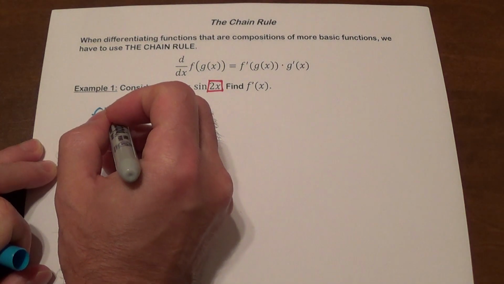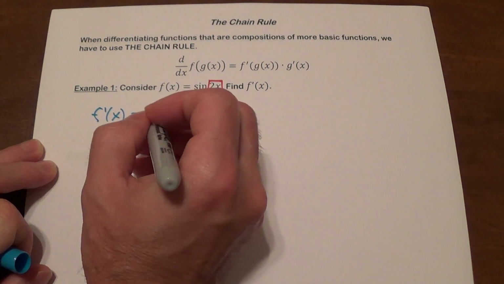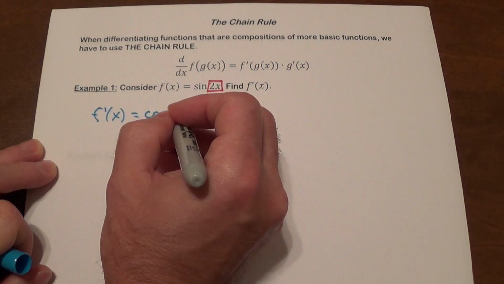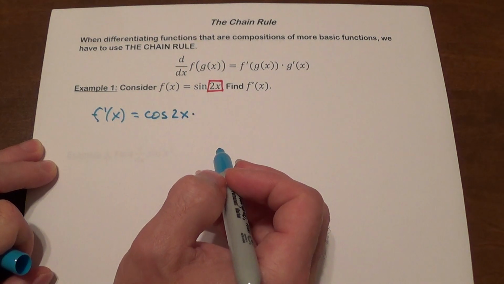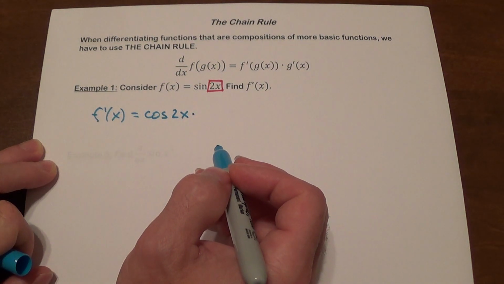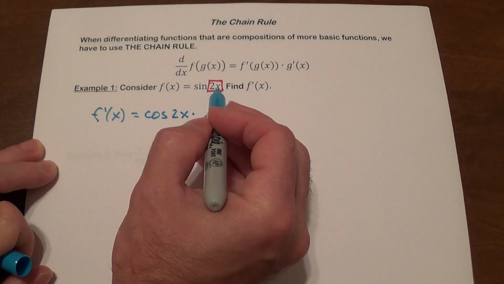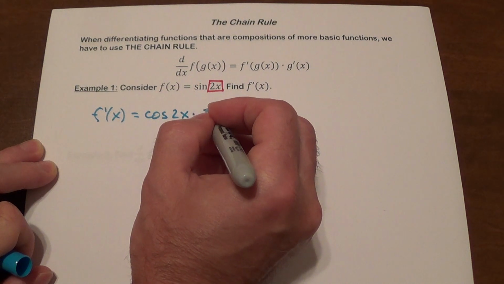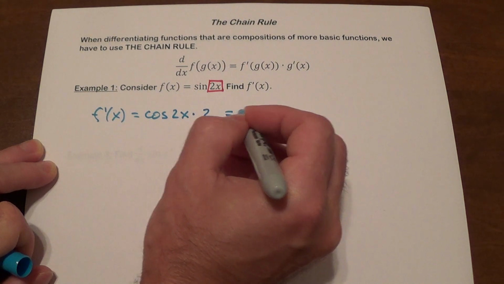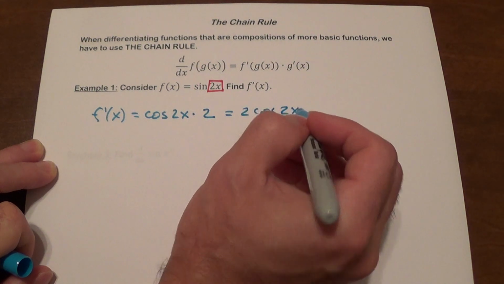So that means f prime of x is going to be the derivative of sine, which is cosine of 2x. Then times, we are going to differentiate our inside function second. We're going to take the derivative of 2x with respect to x, and the derivative of 2x with respect to x is 2. And we get 2 cosine 2x.